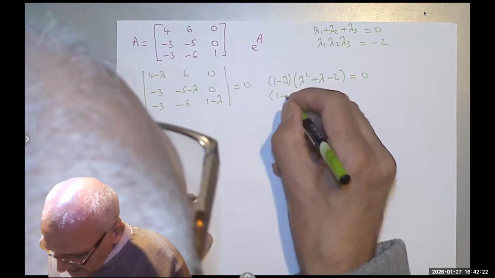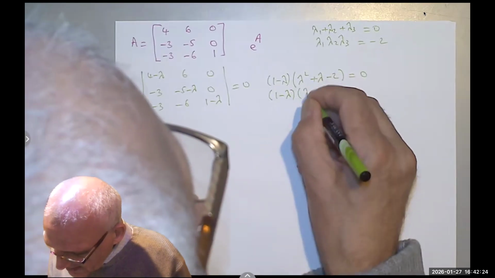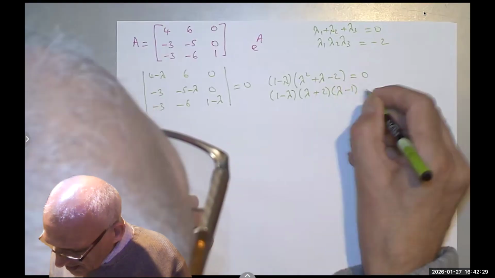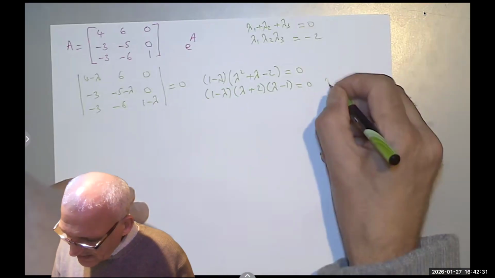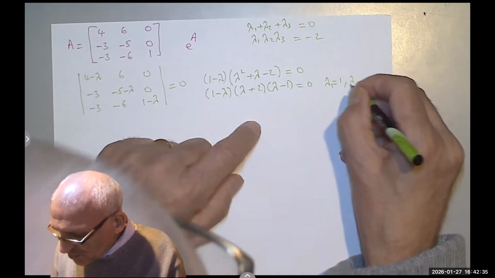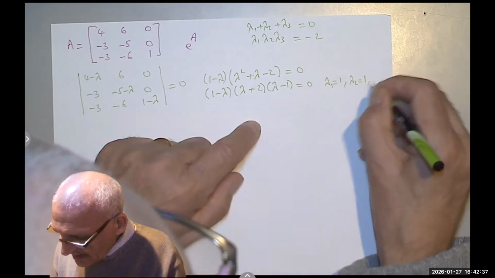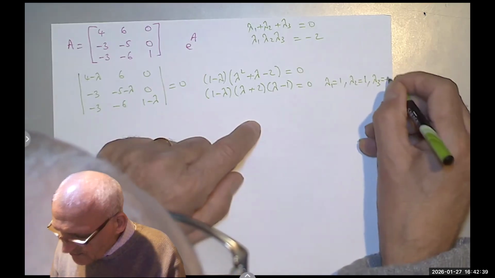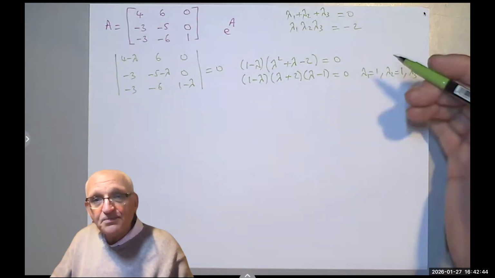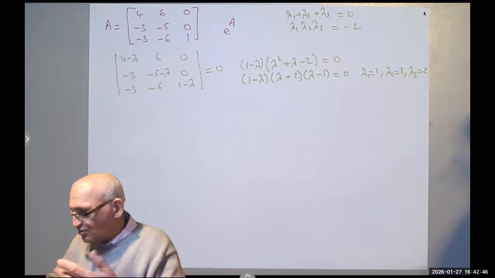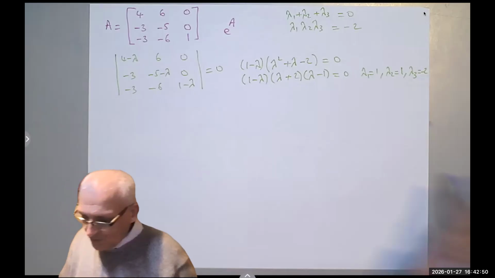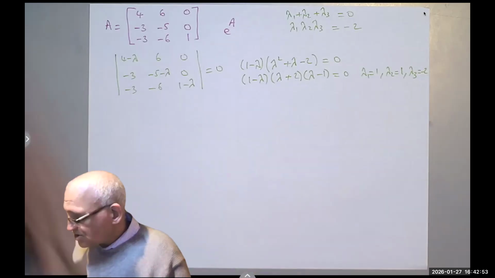This can be factored as lambda plus 2 times lambda minus 1 equals 0. So lambda 1 equals 1, lambda 2 equals 1 also, and for example, lambda 3 is -2. The order is not important. You can put them in any order you want, but you keep track of which eigenvalue goes with which eigenvector.